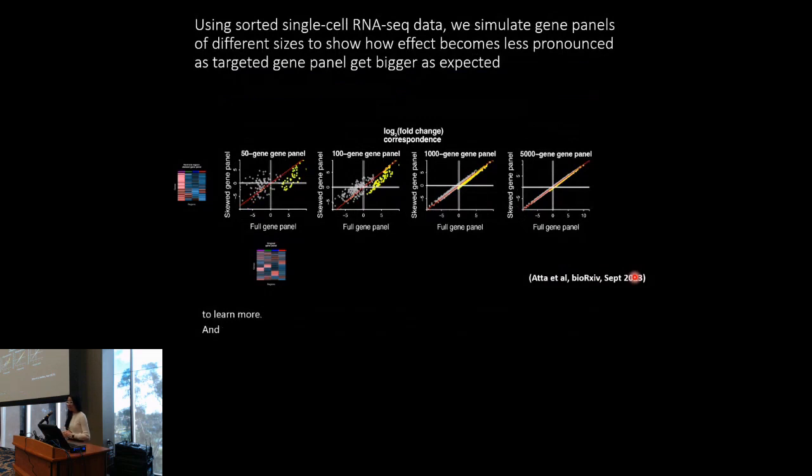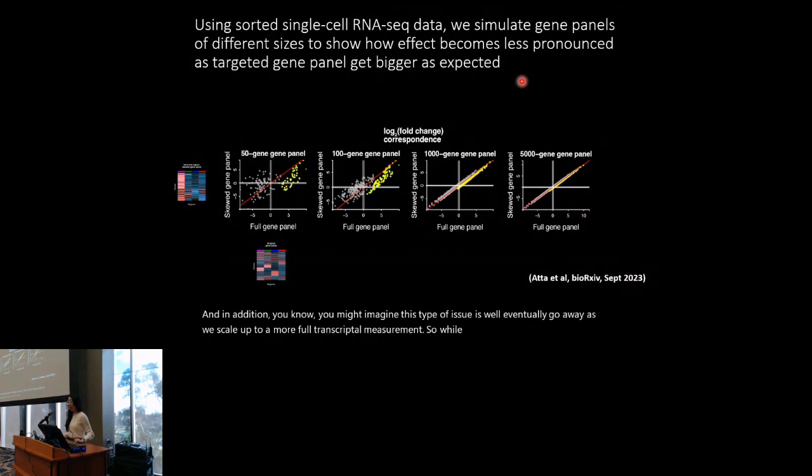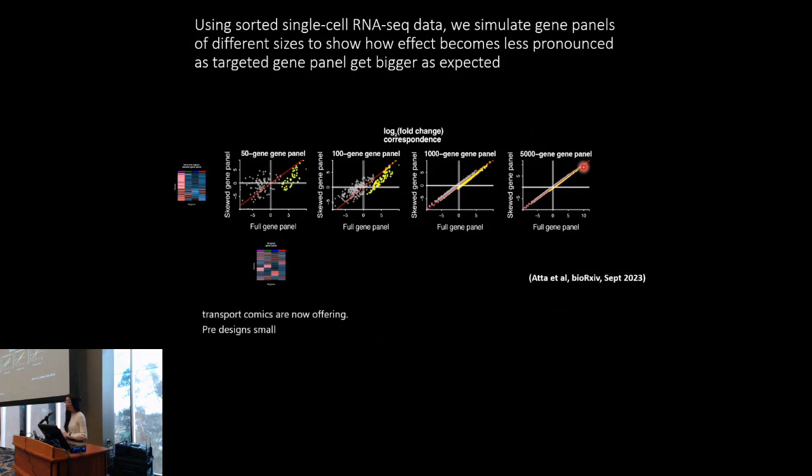In addition, you might imagine this type of issue will eventually go away as we scale up to a more full transcriptome measurement. So Lila used a simulation framework to show that if we have only a 50 gene panel that's very skewed, of course this has a much more pronounced effect than if we have, let's say, a 5,000 gene panel, which much more closely approximates a full transcriptome measurement. So again, this is definitely something to keep in mind, I think, especially as these commercial vendors for spatial transcriptomics are now offering pre-designed small gene panels for us to use.